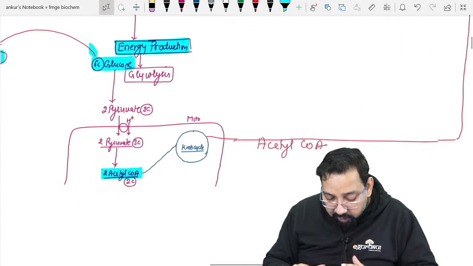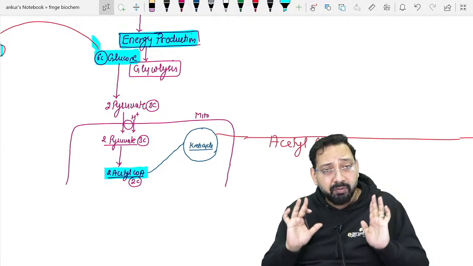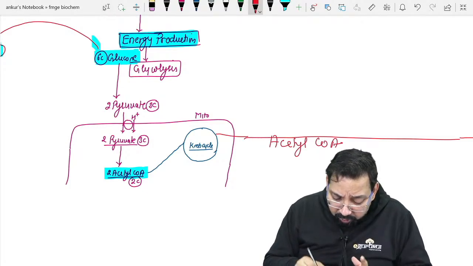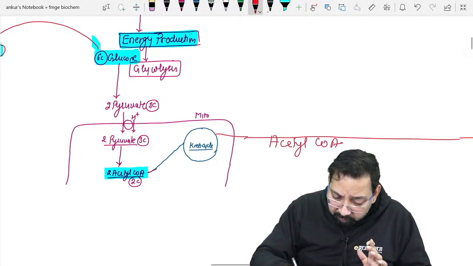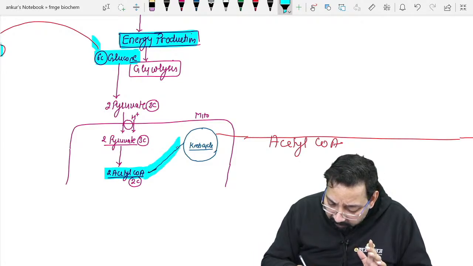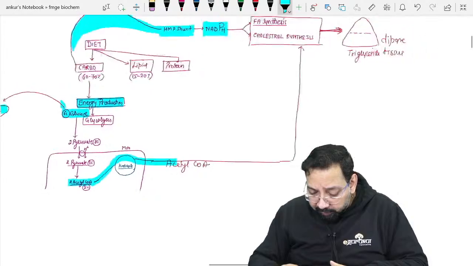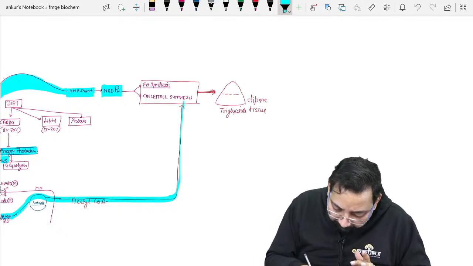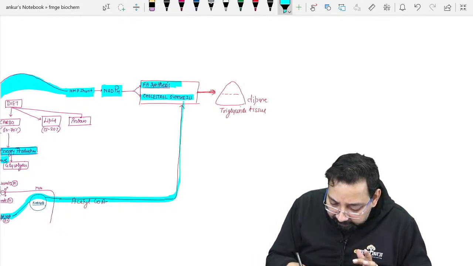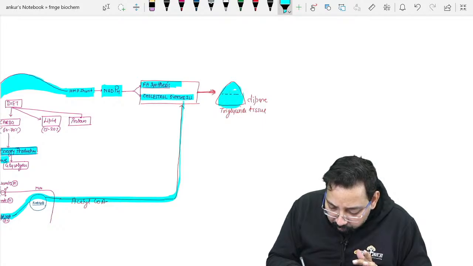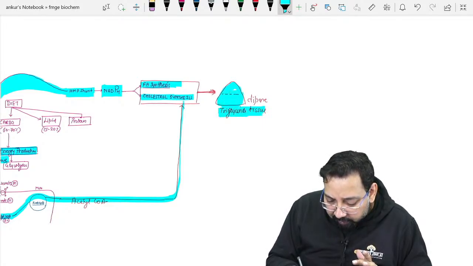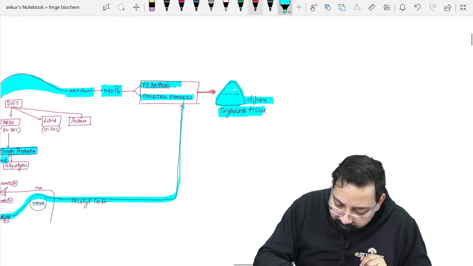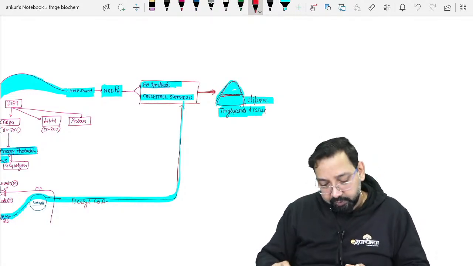Now this extra acetyl coenzyme A means the energy requirement is fulfilled, even then we have so much glucose. These glucose molecules are converted to acetyl coenzyme A, and these molecules come out of the mitochondria. These acetyl coenzyme A units join to make cholesterol and fatty acid, and this fatty acid is accumulated in adipose tissue in the form of triacylglycerol. Clear?